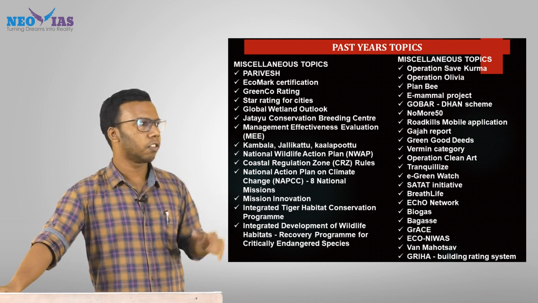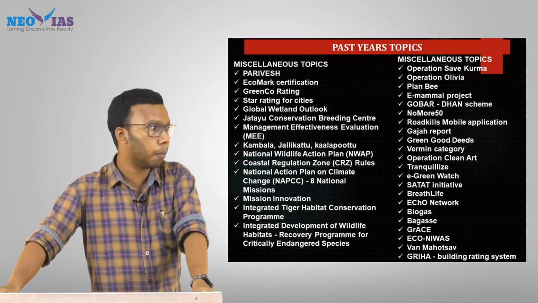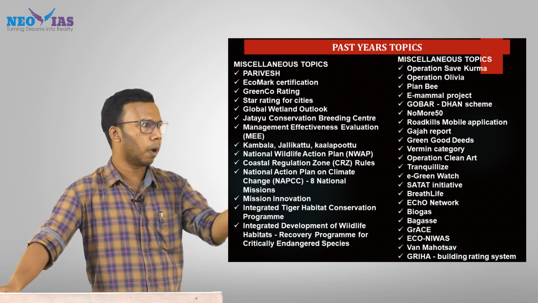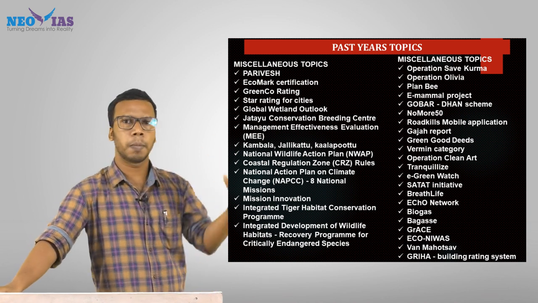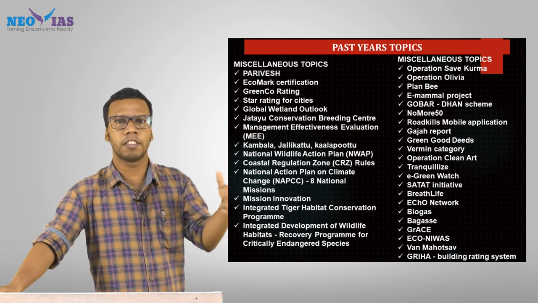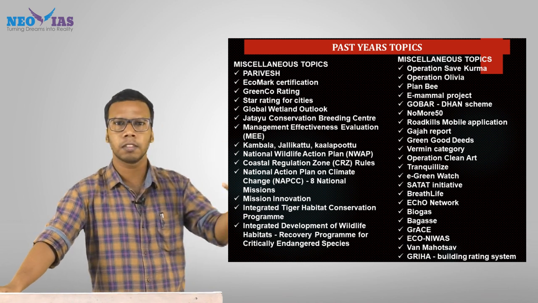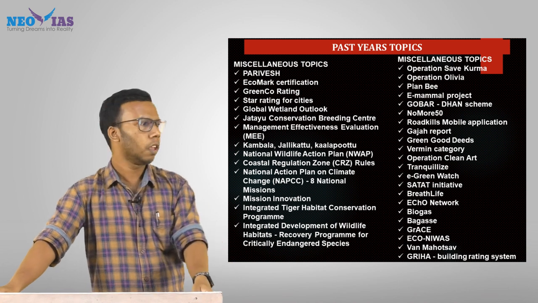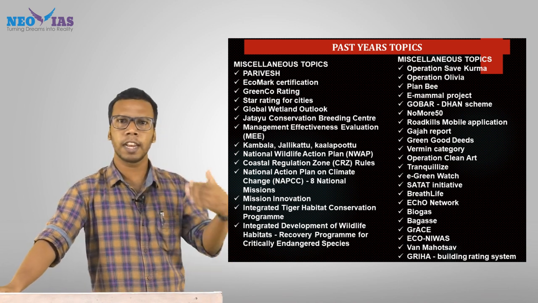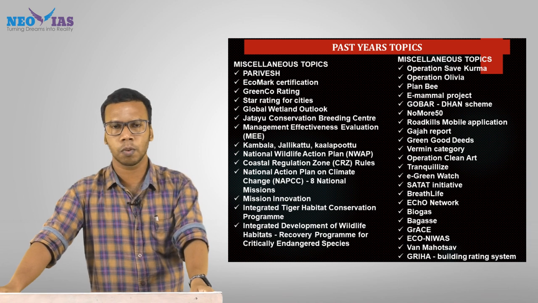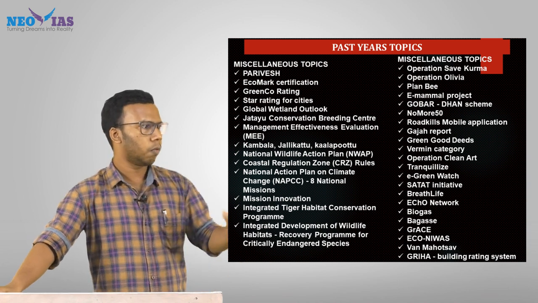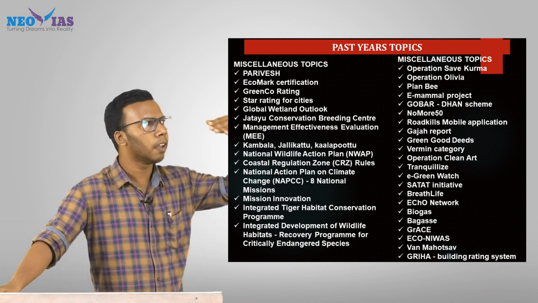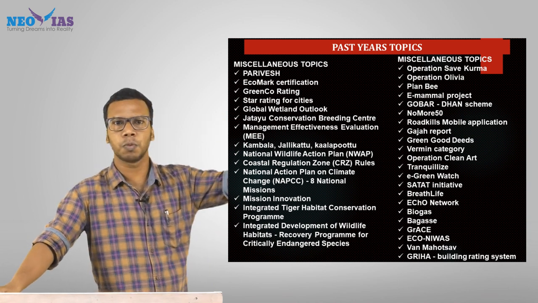Then e-green watch, Satat initiative, Breathe Life, a campaign for clean air. Then eco network, biogas and bagasse. Bagasse and fat bags are used for the energy industry. So you should know what bagasse is. It's a leftover residue of the sugarcane industry. Then GRAZE, Greens Alliance for the conservation of Eastern Ghats. Then Eco Niwas, one more, GRIHA, a building rating system. So these were other miscellaneous topics which were in the news.